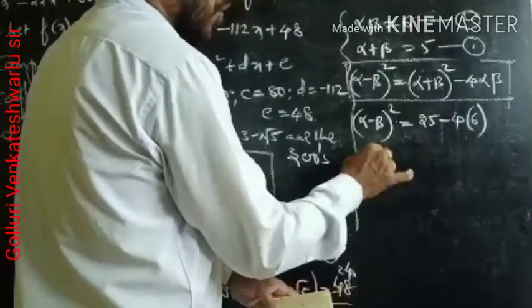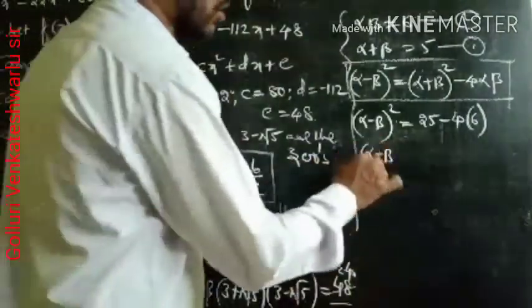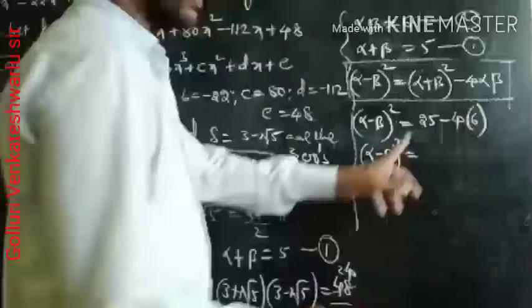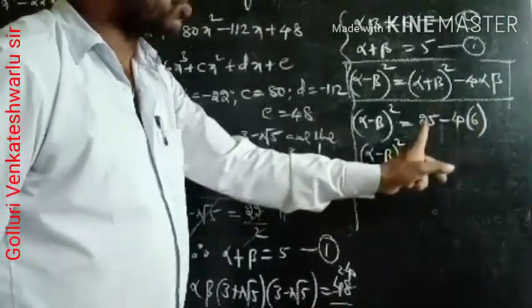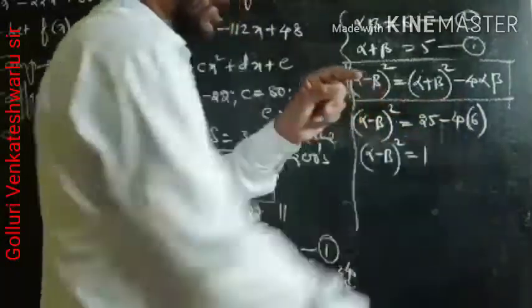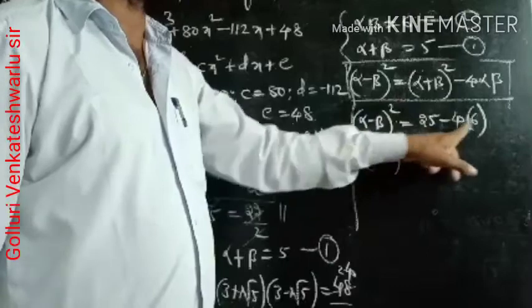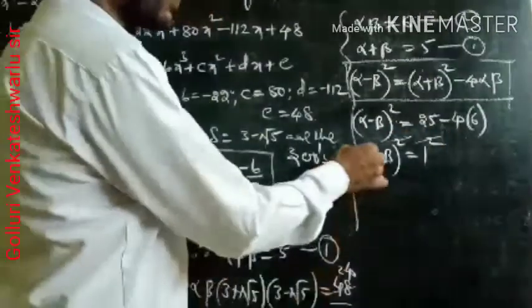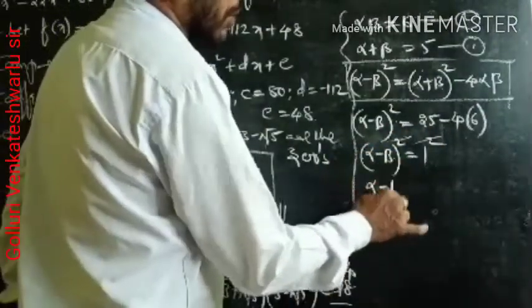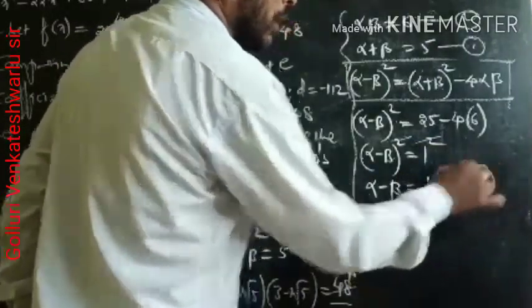So alpha minus beta whole square is equal to 25 minus 4 times 6, which is 24. 25 minus 24 is equal to 1. So alpha minus beta whole square is equal to 1, written as 1 square. The squares cancel. So what is the value of alpha minus beta? Alpha minus beta value is 1. Let this be equation number 3.